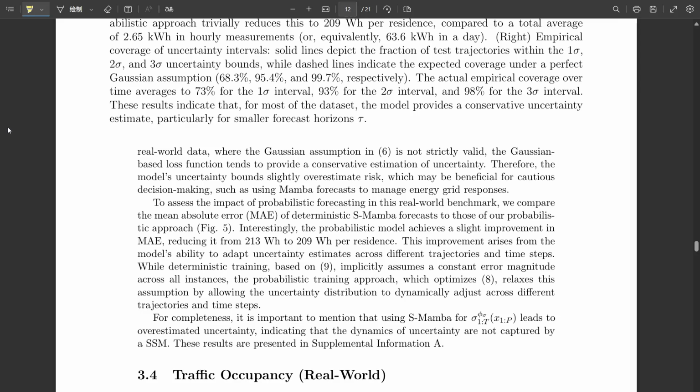But here's the interesting practical takeaway the sources highlighted. The model tended to produce conservative uncertainty estimates. Conservative, meaning the predicted uncertainty bands were maybe a little wider than strictly necessary. Yeah, exactly. They looked at coverage probabilities, what percentage of actual data points fell within the predicted 1 standard deviation, 1 sigma, or 2 standard deviation, 2 sigma bands. For electricity, about 73% of points fell within the 1 sigma band, where a perfect Gaussian would have 68%. And 93% fell within 2 sigma, versus 95% for Gaussian. For traffic, it was even more conservative, 84% coverage at 1 sigma, 96% at 2 sigma.